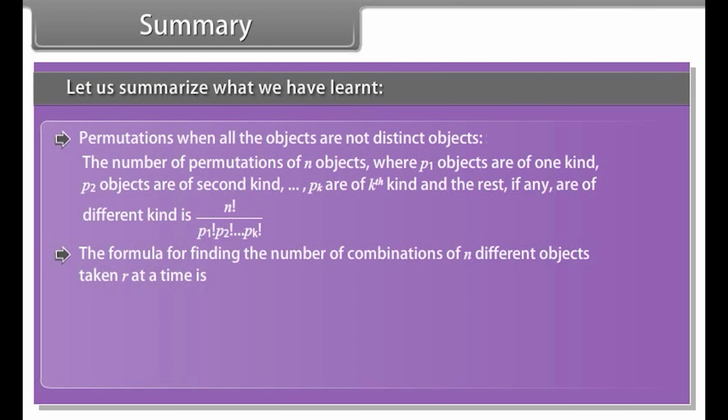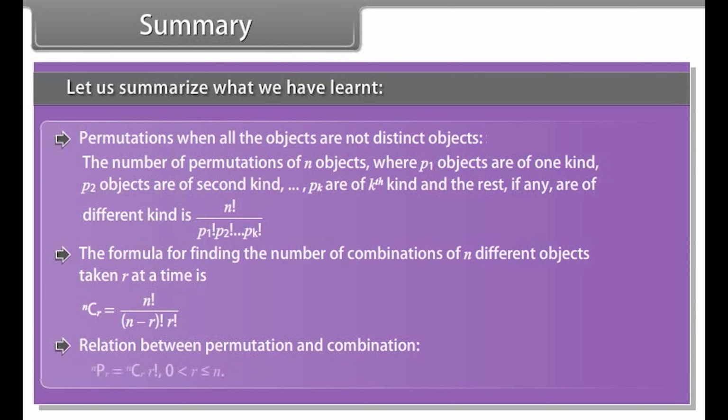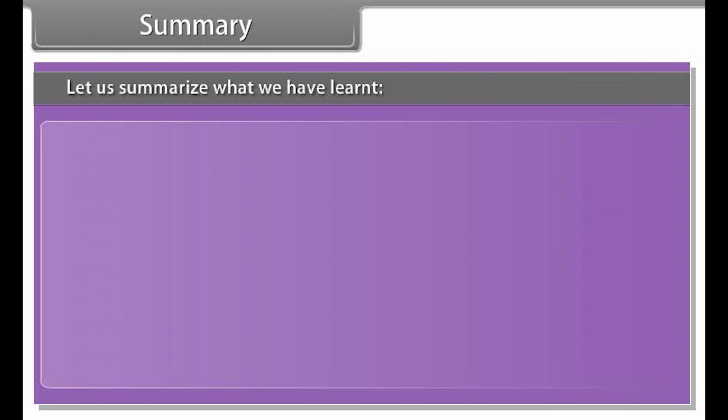The formula for finding the number of combinations of n different objects taken r at a time is nCr is equal to n factorial by n minus r factorial into r factorial. Relation between permutation and combination: nPr is equal to nCr into r factorial, where 0 is less than r is less than or equal to n.